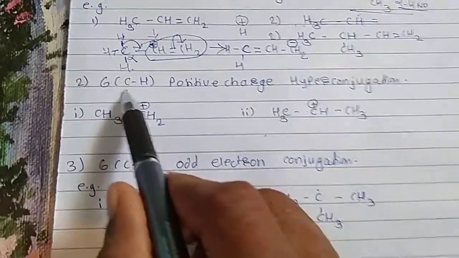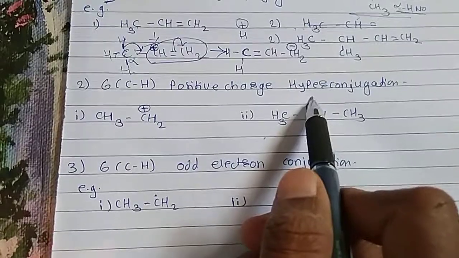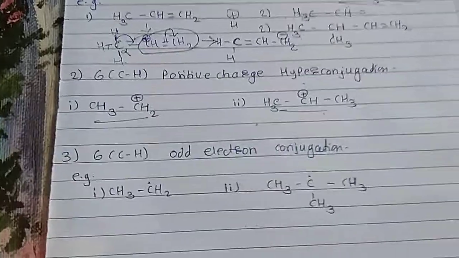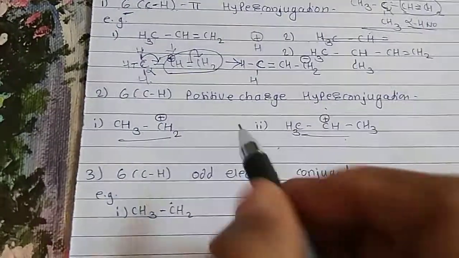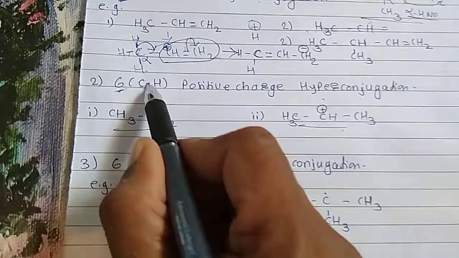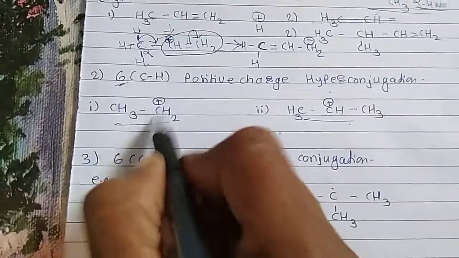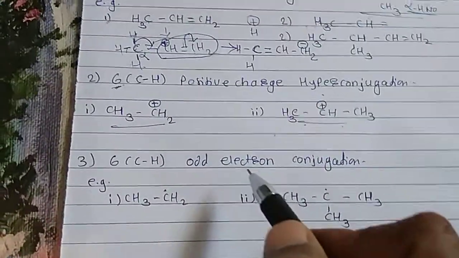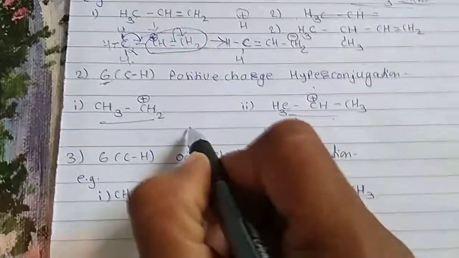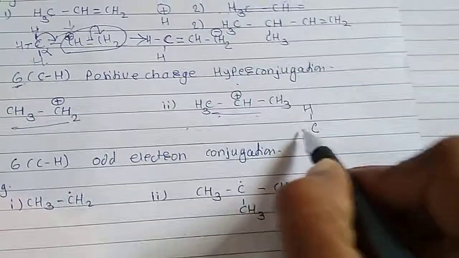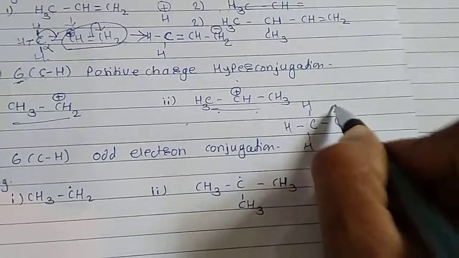The second type is sigma CH positive charge hyperconjugation. In this structure we take these examples of sigma CH positive charge hyperconjugation, where sigma, you know, means the bond present between carbon and hydrogen atom. So in this structure hyperconjugation takes place, and it comes under positive charge hyperconjugation. The same condition applies when the structure is like this. There will be the carbon, hydrogen, hydrogen, and this will be the positive charge.